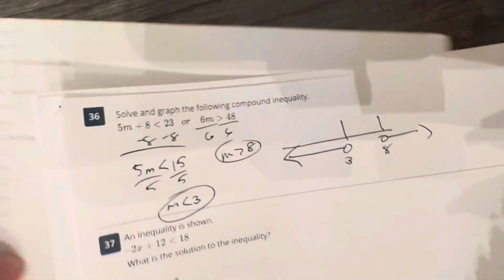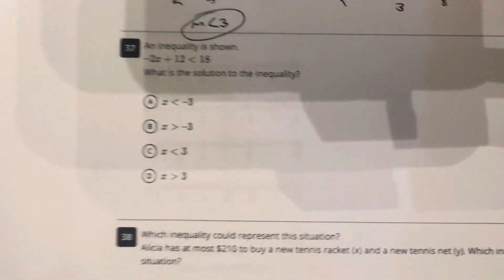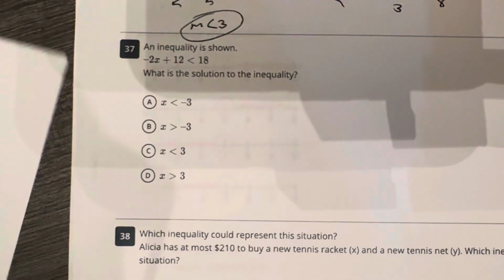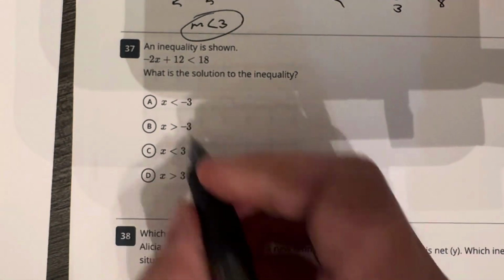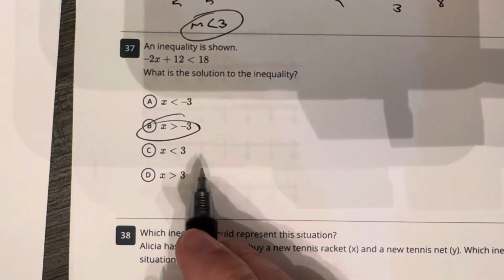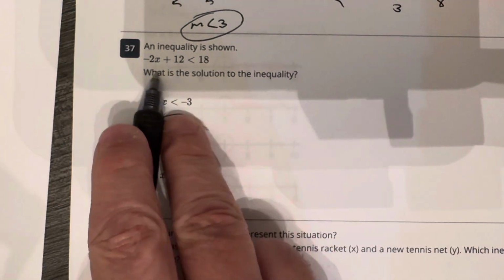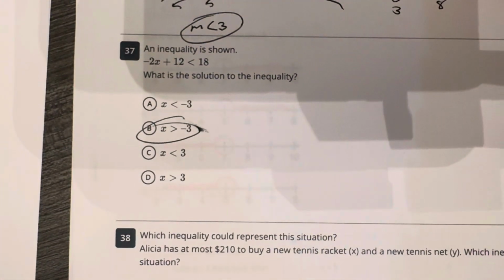Okay. 37 is multiple choice. If it's something that I can give you an answer for, I'm going to give you an answer for it because I want to make sure that I get this on Google Classroom fast enough. So 37 is going to be choice B. Okay, and it's going to be choice B because we will be dividing by a negative, so make sure you flip the sign.